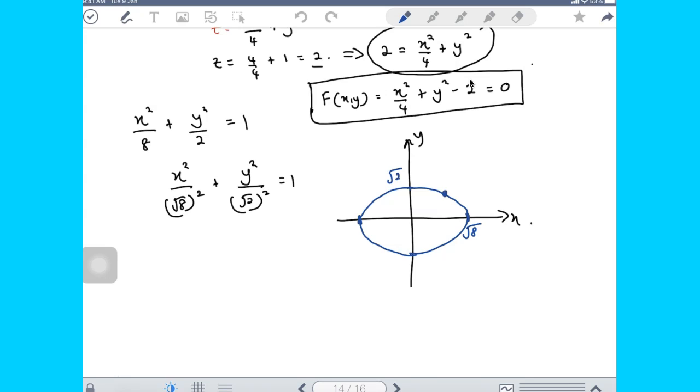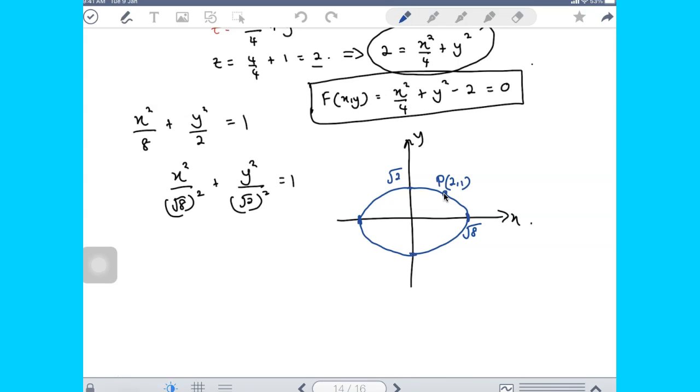Square root 8 should be greater than 2, right? So (2, 1). Square root 2 is 1 point something. So this is the point (2, 1). This is the point P, (2, 1). Okay, so now find the gradient vector of the paraboloid at P.